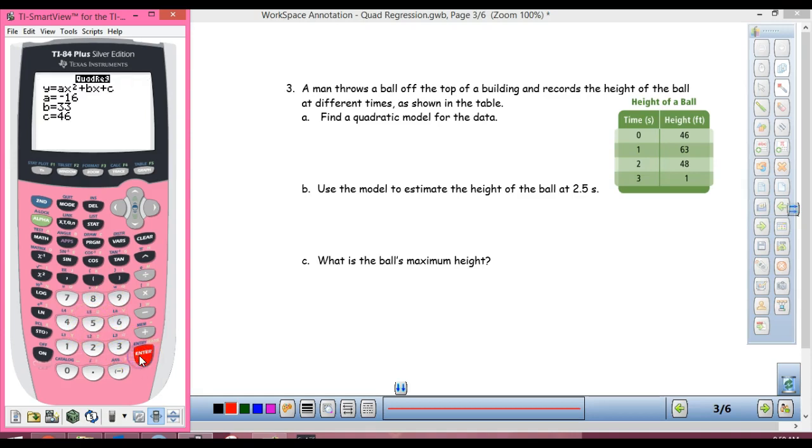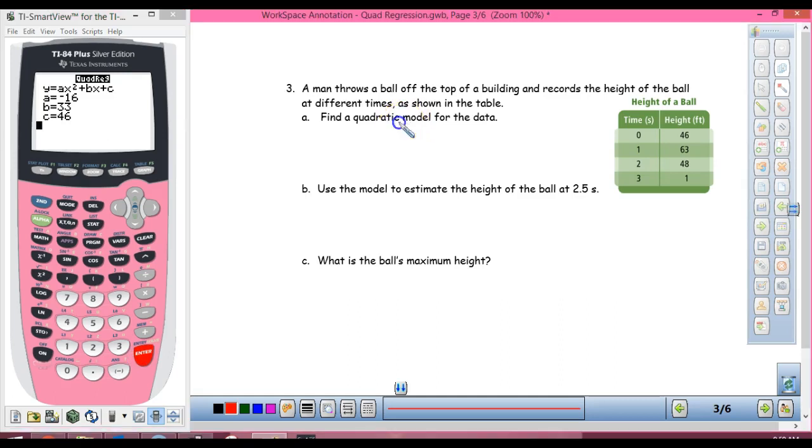We want to calculate this guy. So my equation, and that's what they mean by quadratic model, is the equation. So my equation is going to be what? Negative 16x squared plus 33x plus 46. There's that negative 16x squared again. Sheesh. Kind of been seeing that a lot, haven't we? What's it stand for again? The gravity, yep. All right.